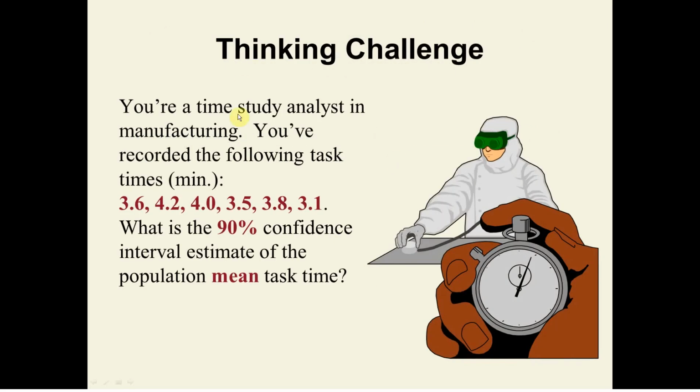So let's just take an example here. Let's say I'm analyzing the time it takes to do a particular task, and I observe a sample of times to complete a task of 3.6 minutes, 4.2 minutes, 4.0 minutes, 3.5 minutes, 3.8 minutes, and 3.1 minutes. So this would be our sample. We would like to know an estimate for the mean task time in general for the population based on this sample of observed task times. And let's say we want to be 90% confident. So we'll allow ourselves to be wrong 10% of the time. How accurate an estimate can we make?